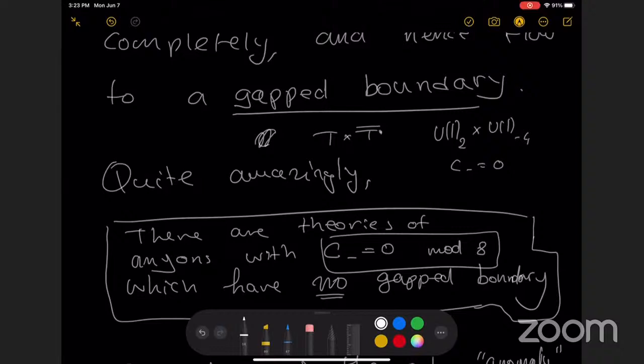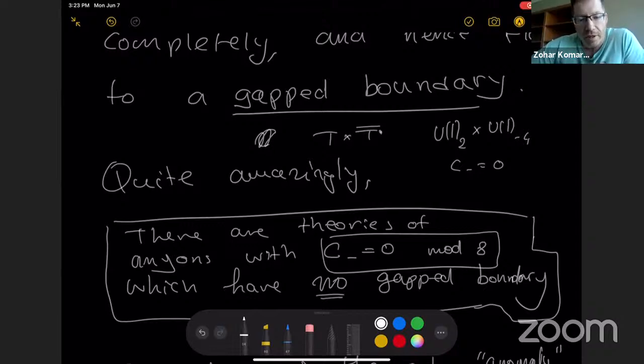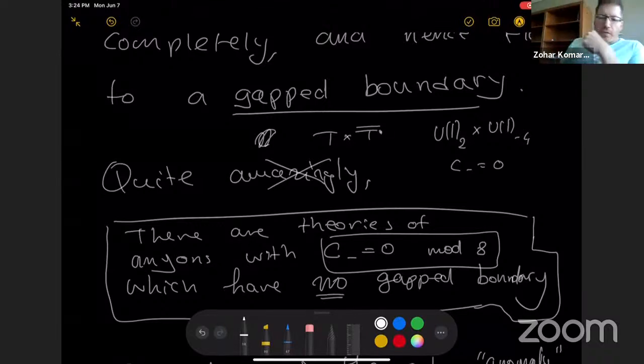So why did you say it is surprising that there are such examples? Well, the question is, what protects the boundary given that the ordinary chiral central charge vanishes? In this talk, I'll introduce higher chiral central charges, and I'll argue that only if they vanish could there be a gapped boundary. So I'll introduce additional obstructions that go beyond the usual chiral central charge. Maybe I should not have said the word amazingly, because there are some very simple examples, like U1 level 2 times U1 level minus 4, which does not have a gapped boundary. But the point of the talk will be to understand this phenomenon a little bit more systematically.